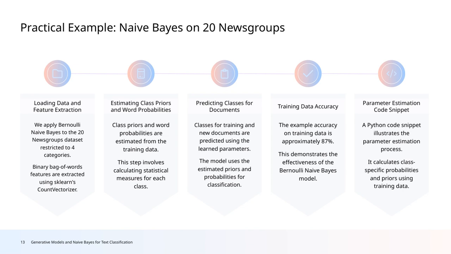4 categories. We start by extracting binary features using sklearn's CountVectorizer, which converts our text into a binary bag-of-words format, indicating whether a word appears or not. Altogether, this process demonstrates how we move from raw text data to a model that can effectively classify documents, highlighting the power and simplicity of naive Bayes in text classification tasks.